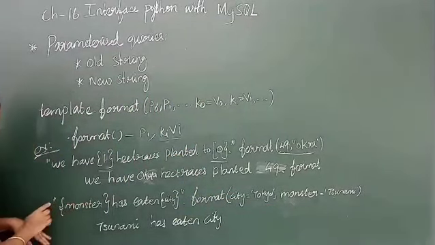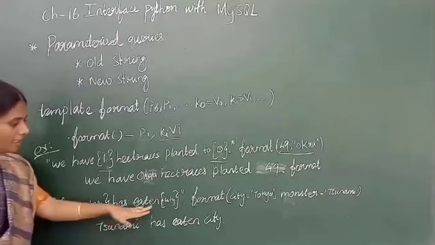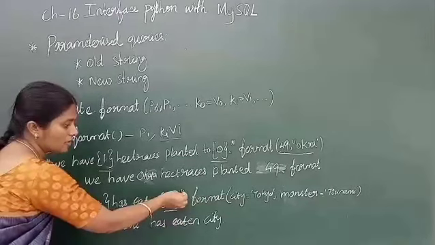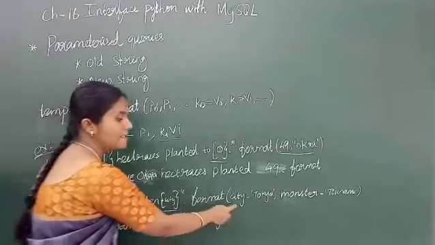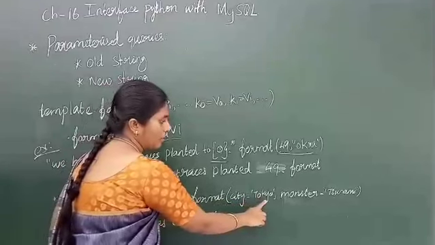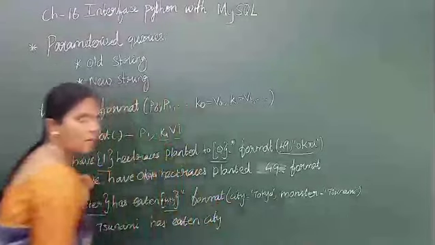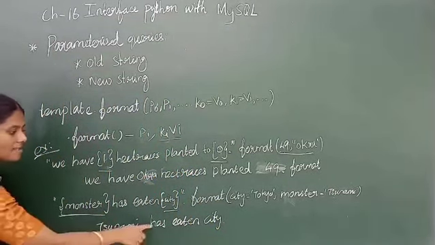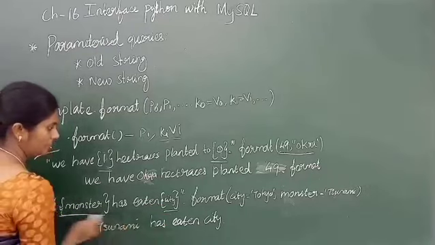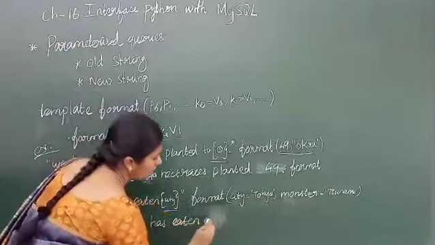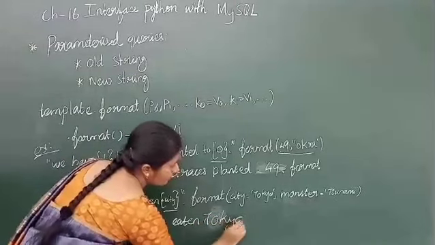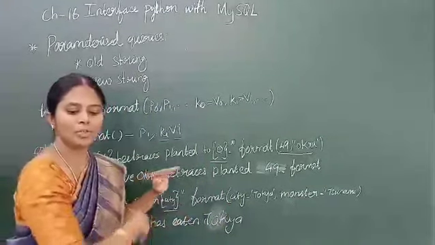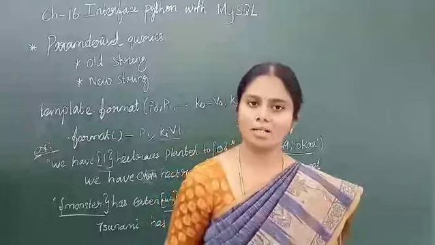So, start with quotes: monster has eaten city. This is a placeholder and should be enclosed within braces. Then .format with monster equal to a value and city equal to a value. What is the value of monster here? Tsunami. What is the value of city? Tokyo. Are you clear about this? You can rearrange the named arguments also.